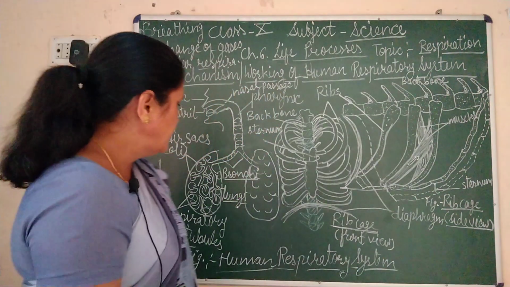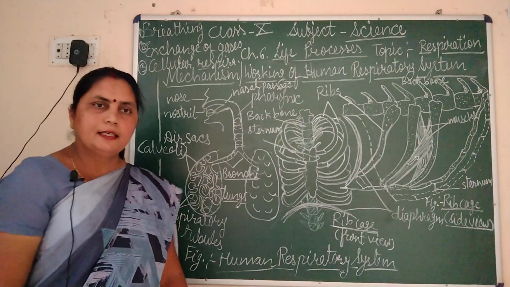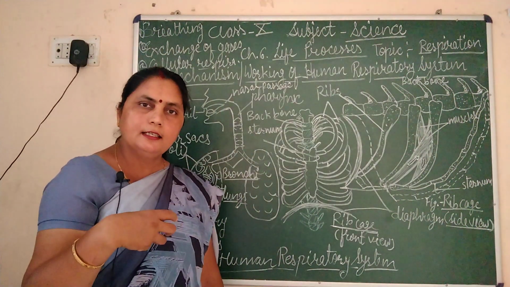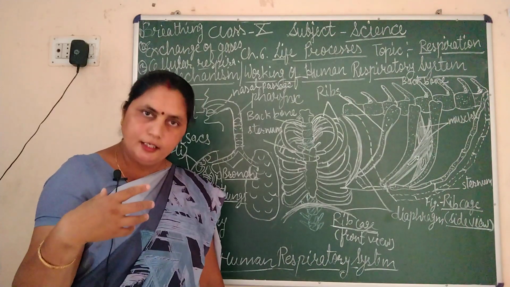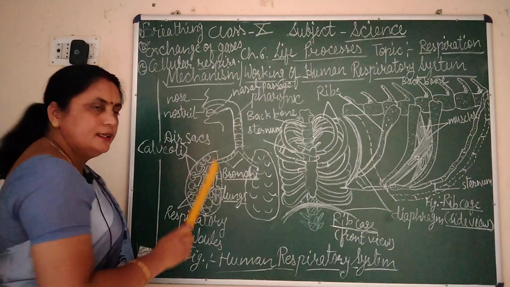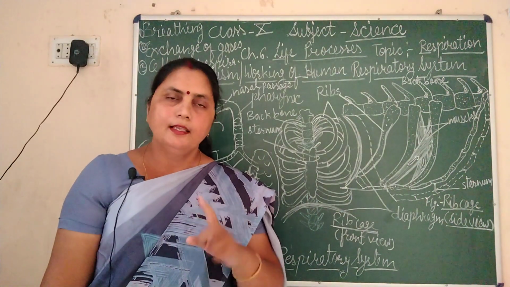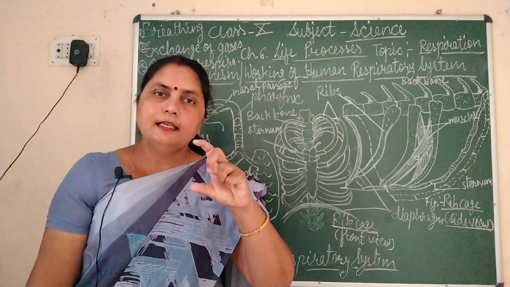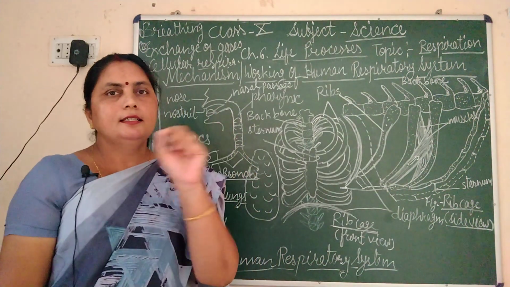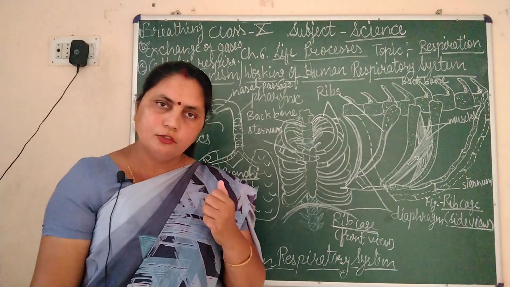Got it? So this is all about breathing. Now we come to exchange of gases. Children, I have told you that air rushes inside the lungs. The air which is rushing inside the lungs enters the air sacs, and air sacs are fully filled with air. And I had told you that air sacs have thin walls, and these thin walls are provided with a dense network of blood capillaries also.